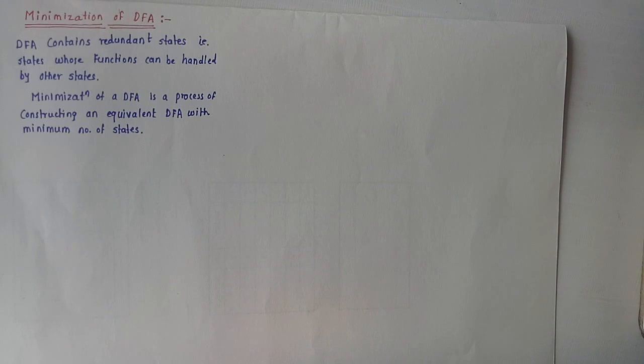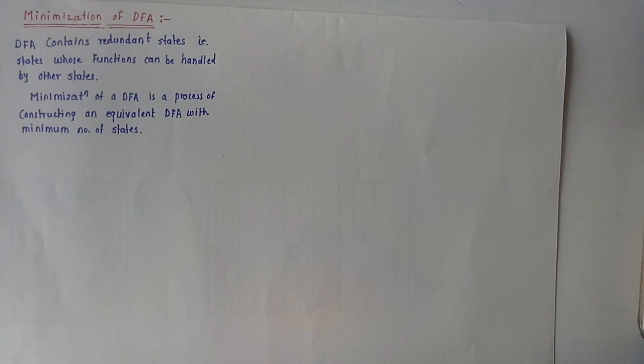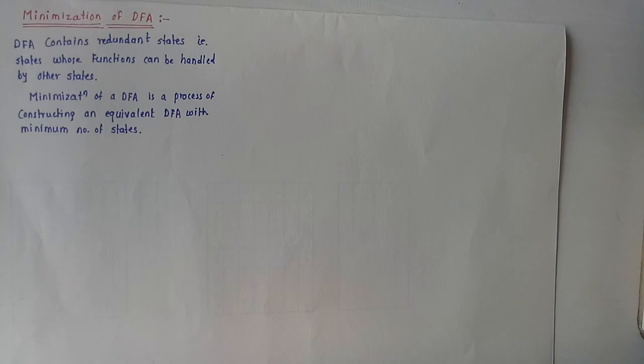Minimization of DFA is the process of constructing an equivalent DFA with the minimum number of states. Suppose in an example we have 10 states, we try to reduce the number of states to 9 or 8 or 7. That is the reduction, or minimization, of the DFA.